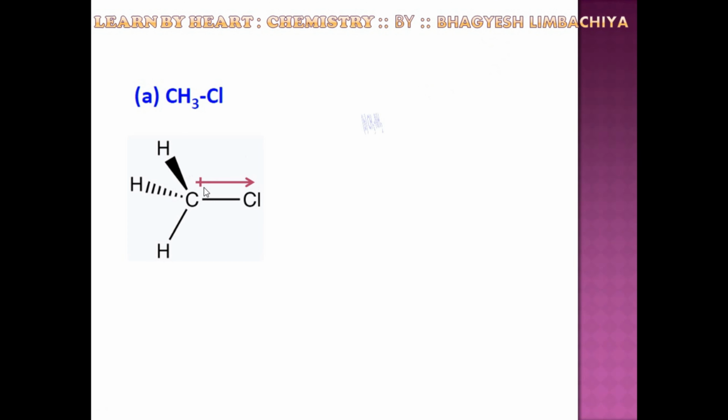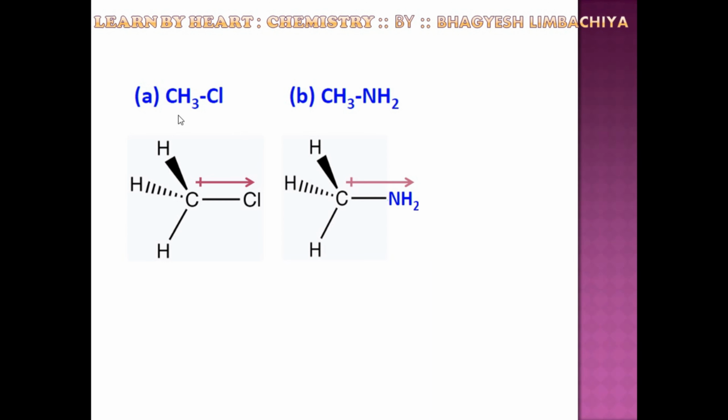See the second example. Methanamine. In this compound, here also nitrogen is more electronegative than carbon. That's why the bonding pair is shifted towards the NH2 group. Third, ammonia. In this ammonia, nitrogen is more electronegative than hydrogen. That's why all the bonding pairs, see this one and this one, all the bonding pairs will be attracted towards the nitrogen. That's why the overall dipole moment will be on the upper side.